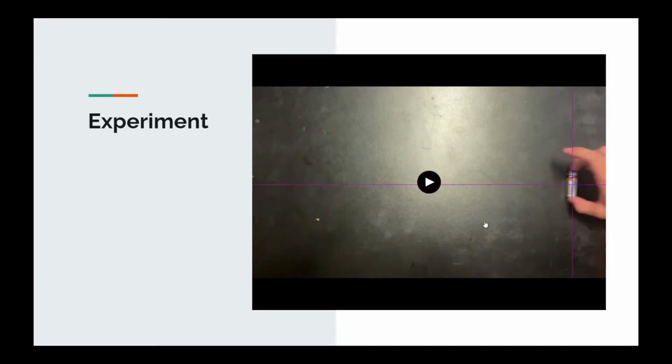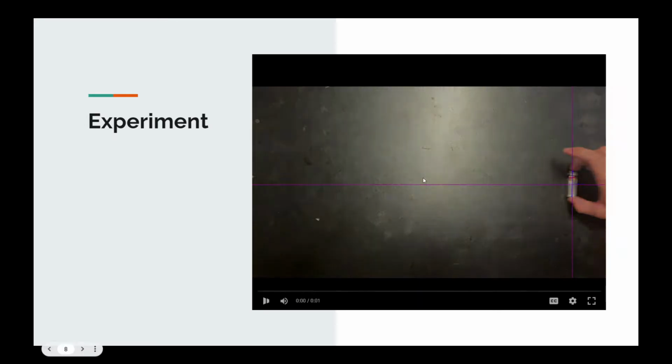For an overview of my experiment, I used roughly 58 data points over the course of the 1.9 seconds that the battery rolls. The battery traveled roughly 0.539 or 0.54 meters. Here's the tracker video of the battery rolling along the table.